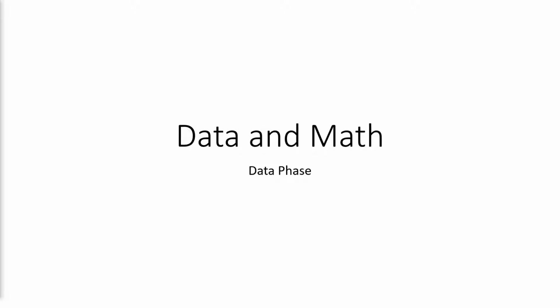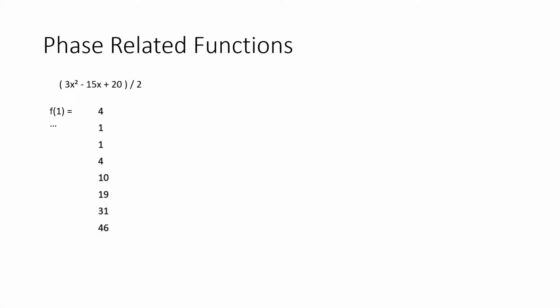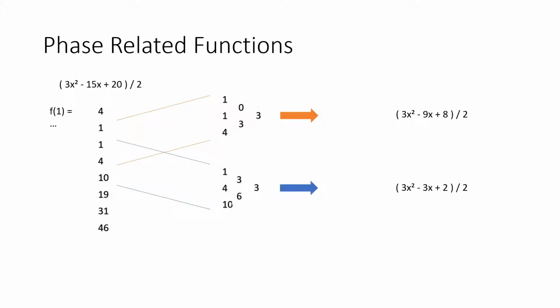Data and math. Data phase. What happens if we take a quadratic data column and start evaluating the same data starting at different offsets? What relationship do these functions have?